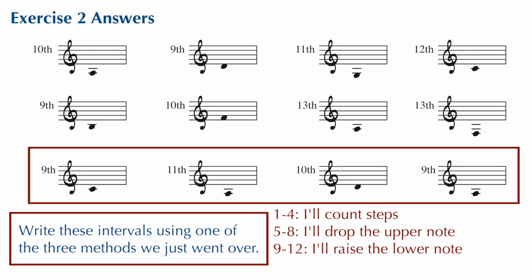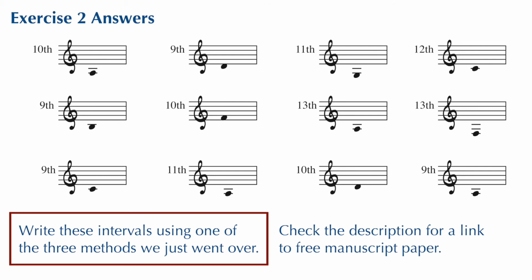And for numbers 9 through 12, I'm going to use method 3, where we raise the starting note an octave, and then we add 1, 2, 3, 4, 5, or 6, depending on what interval we want to write. If you have a copy of Guitar Theory modules, you can write your answers right there in the book and check your work on page 229.